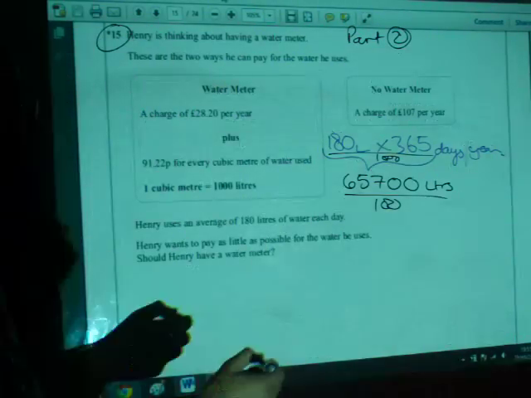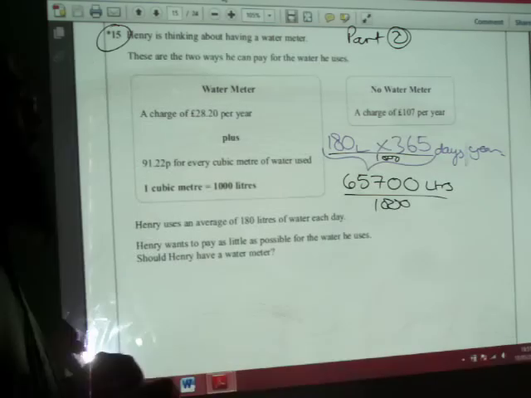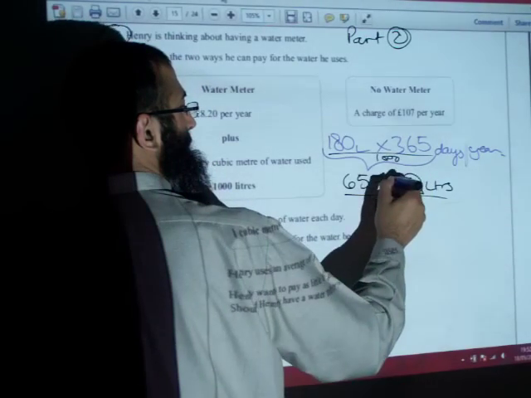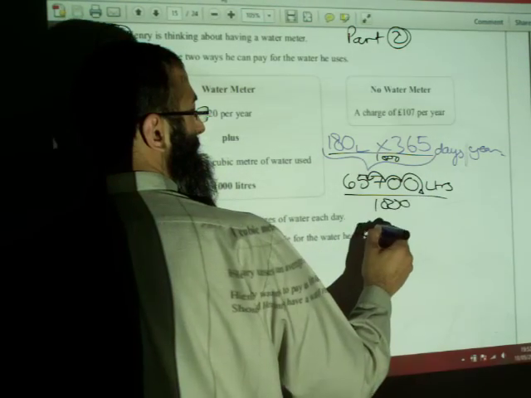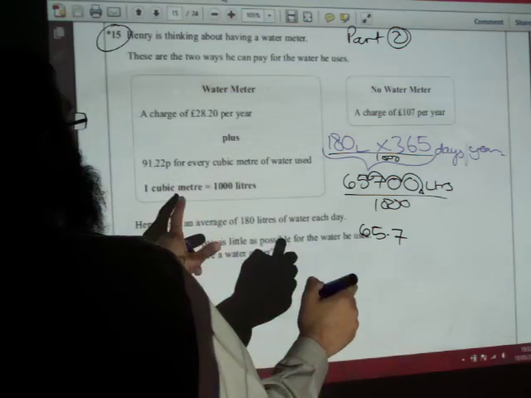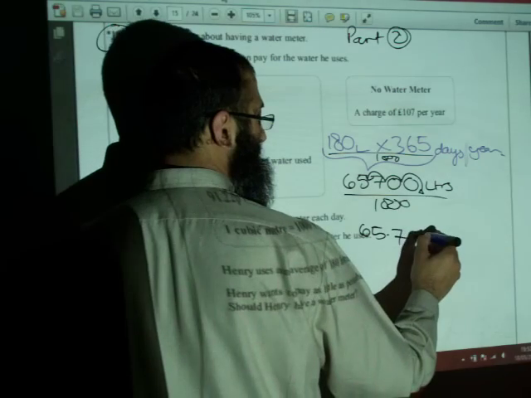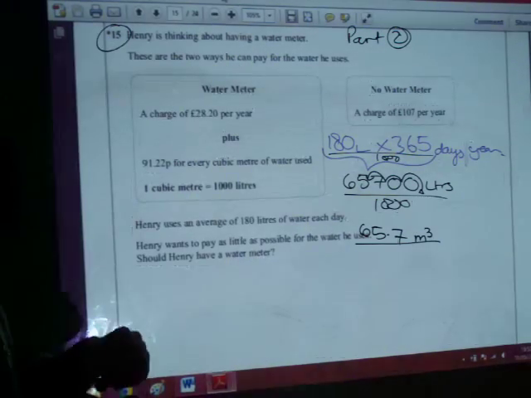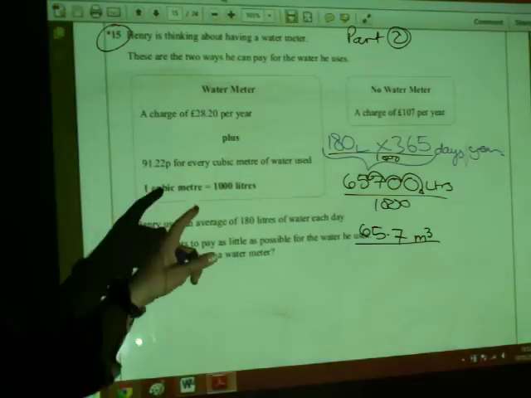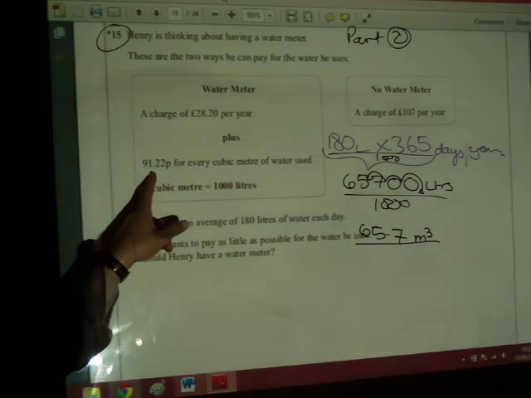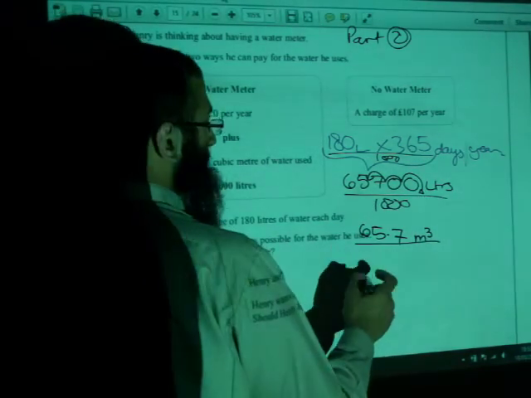If we divide it by 1000, what do we get? 65.7. And that will give us cubic meters. Now, what is the charge per cubic meter? The charge per cubic meter is 91.22 pence. So we need to get that value now.